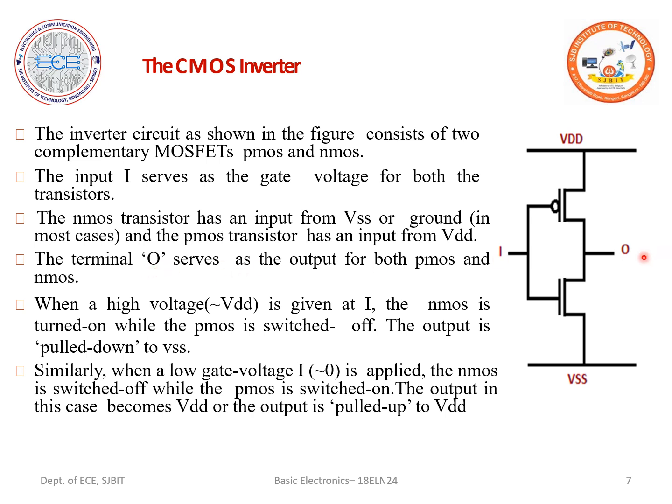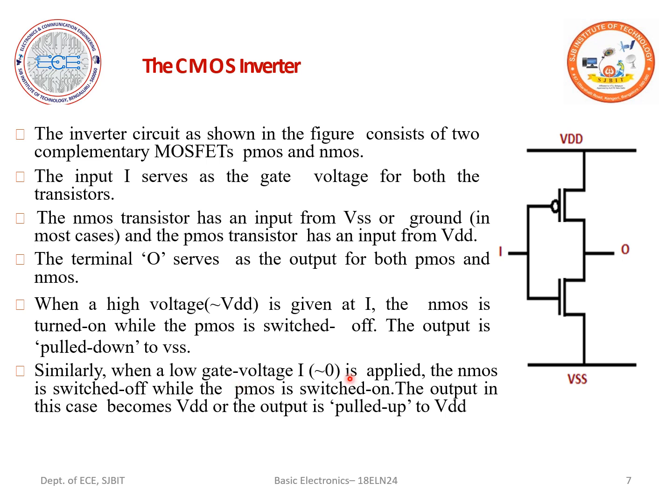So the terminal O, wherever the terminal O is shown, is going to serve as an output from both the NMOS and PMOS MOSFETs. When a high voltage VDD is given to the input terminal I, the NMOS is turned on while the PMOS is switched off. The output is pulled down to VSS.